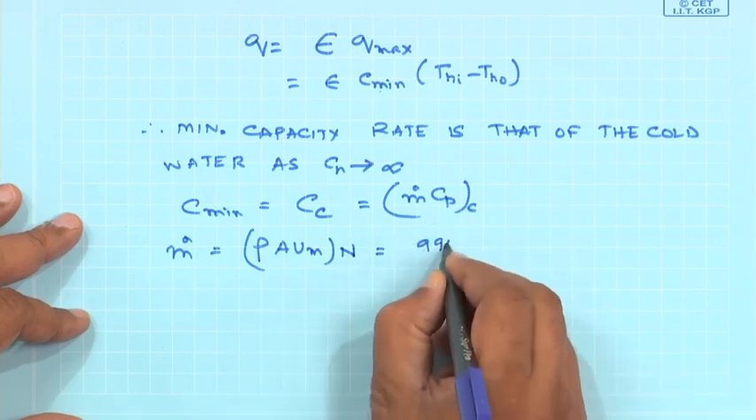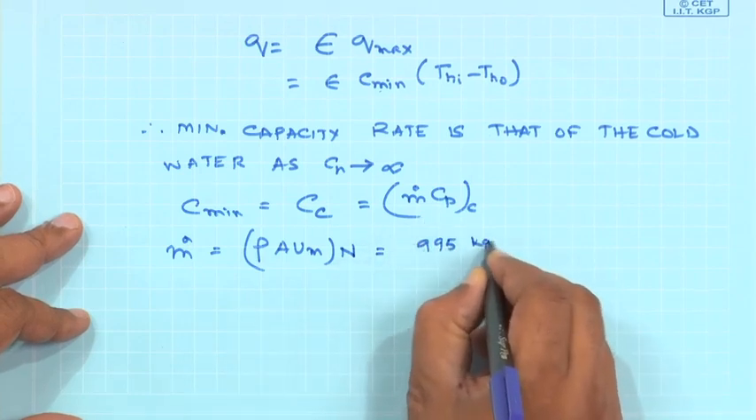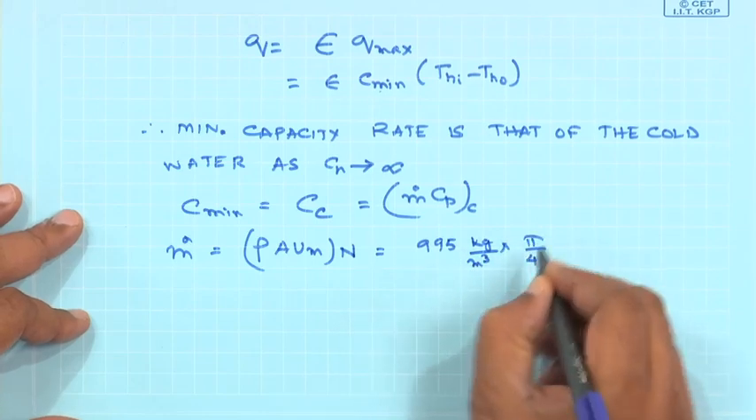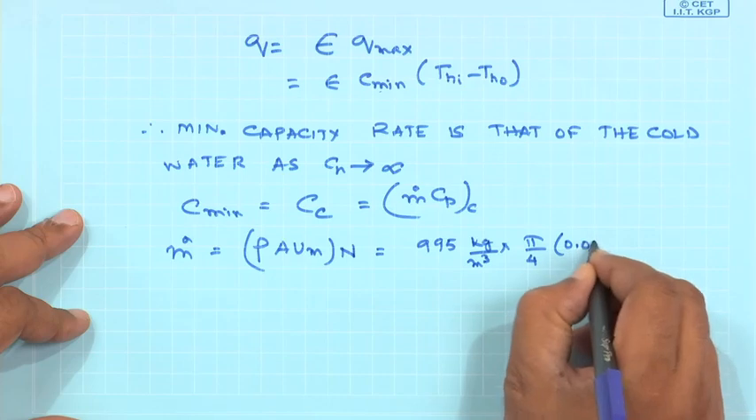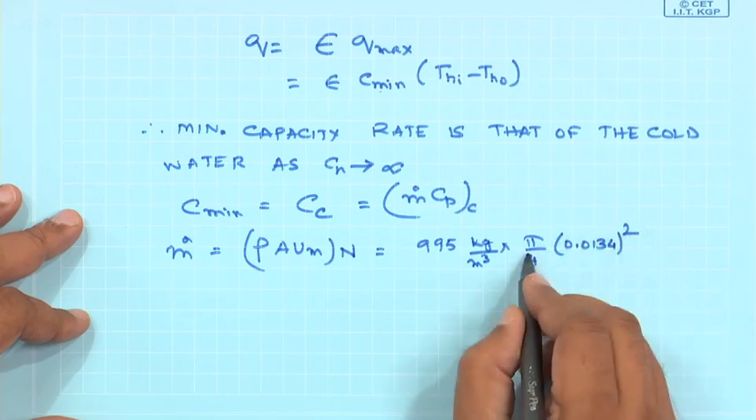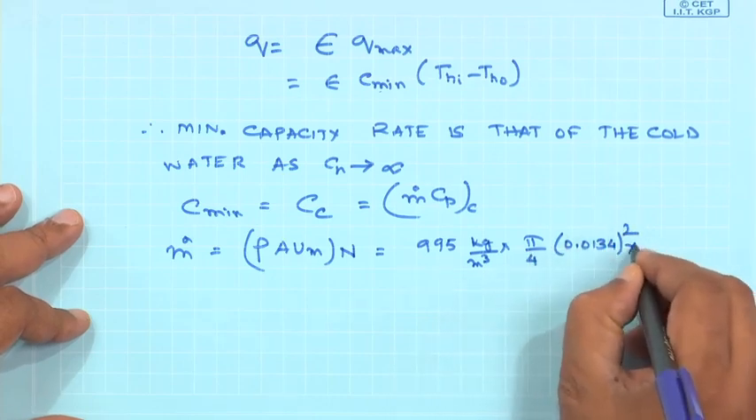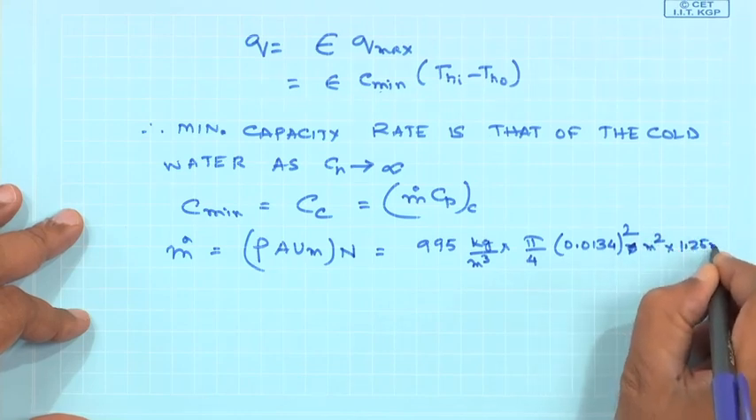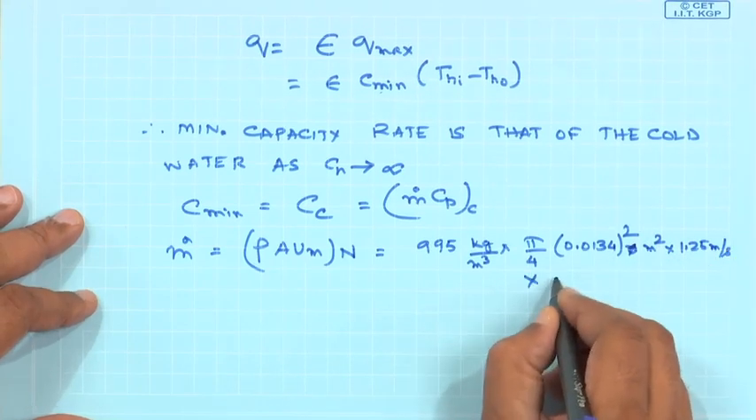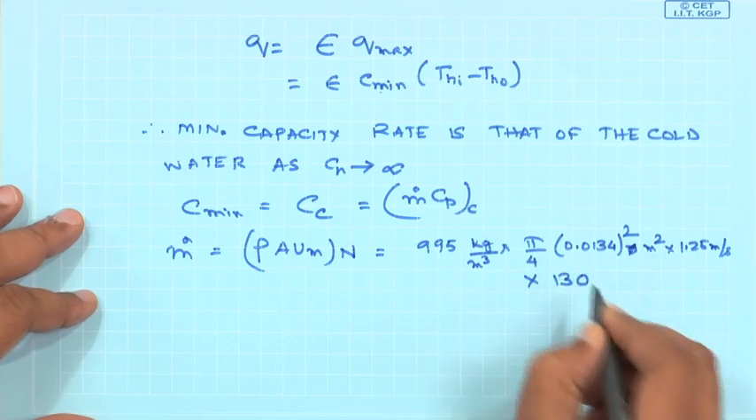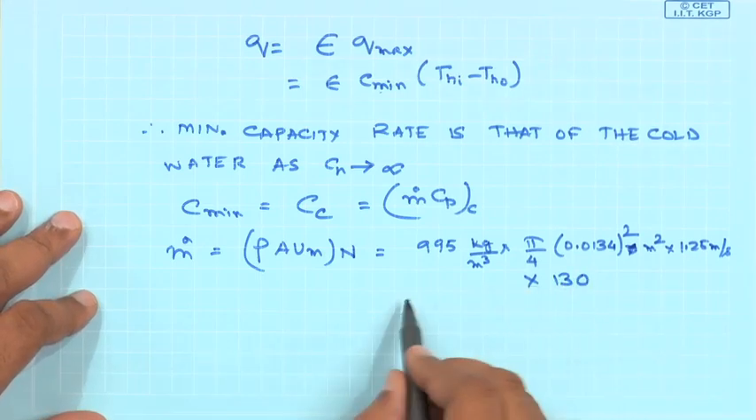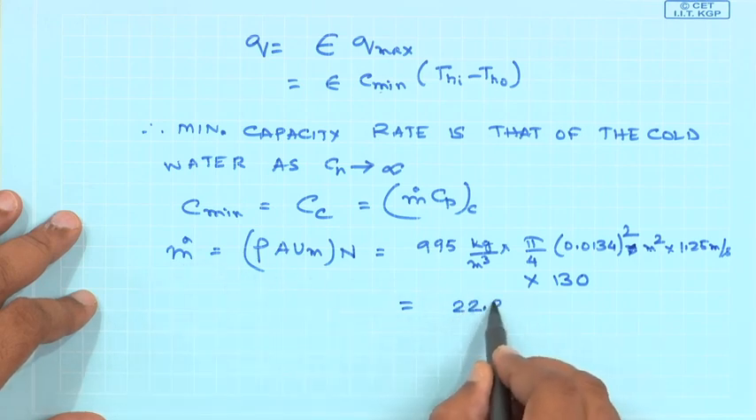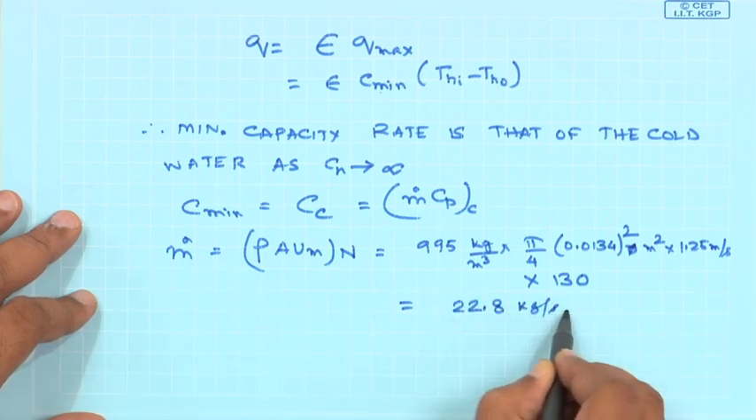So, I am going to write the rho as kg per meter cube. The area would simply be the cross sectional area, 0.0134 whole square. So, pi d square by 4, this is meter square, into 1.25 meter per second, that is the velocity, into 130 number of tubes which are present per tube pass. So, the mass flow rate of water would simply turn out to be 22.8 kg per second.